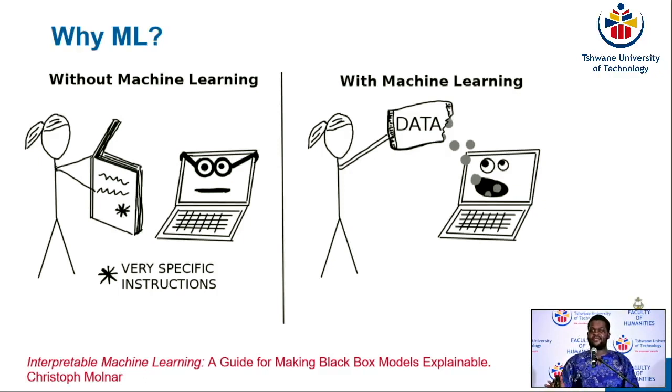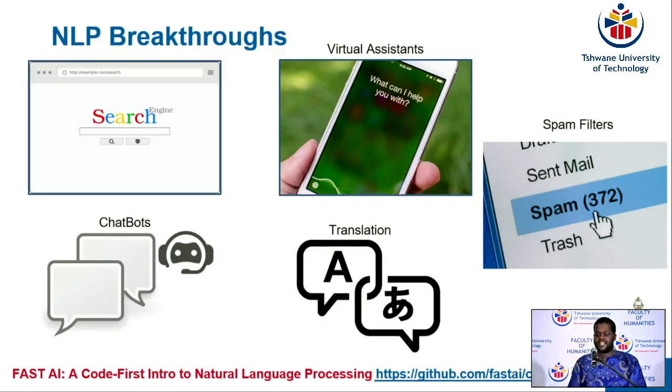Right. So there's a part of there of saying that something is going on here and we must understand it. In natural language processing, as I say, there are breakthroughs: search engines, virtual assistants you can talk to on your phone, spam filters, which is probably the first natural language processing tool you used, your spam folder on your email, translation, chatbots.